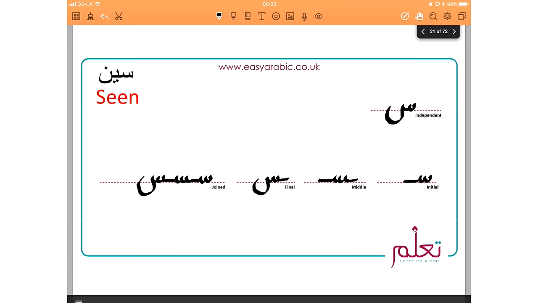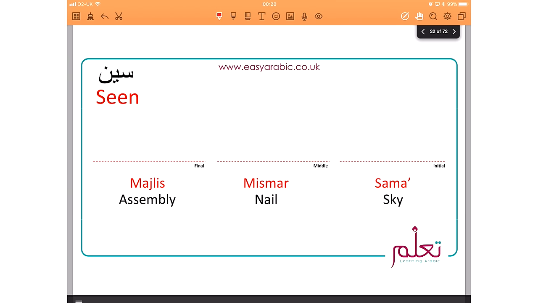Sin. Okay, if we look at some examples, we have the sin, then we have the meem, and then the alif, and then the hamza. Sama'a.